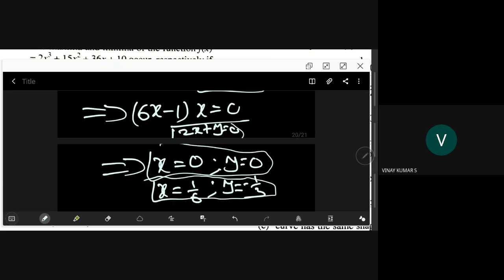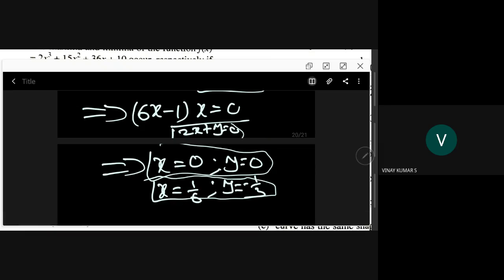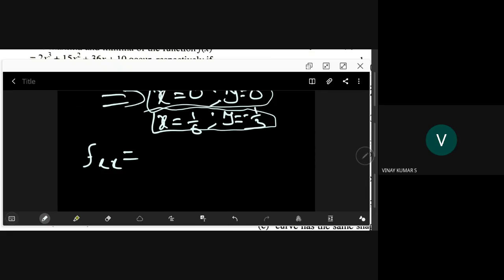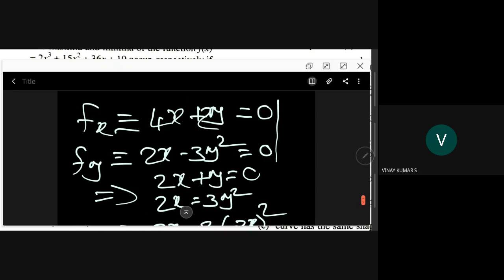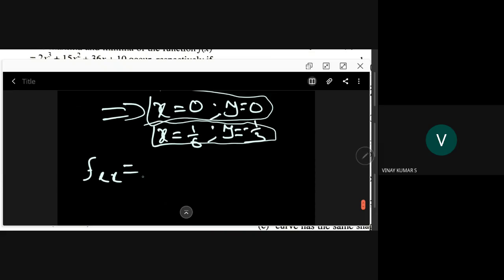So for this, we need to calculate what is fxx quickly. fxx is 4.